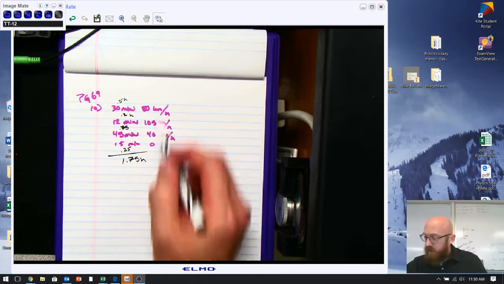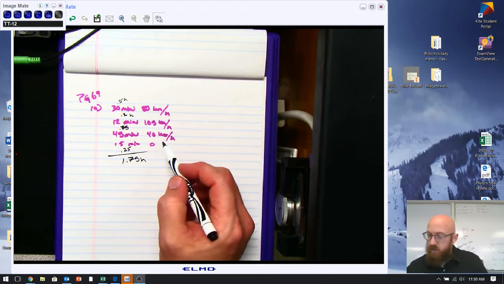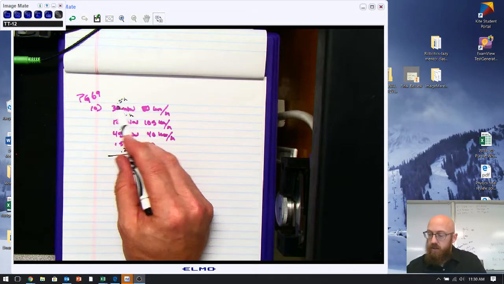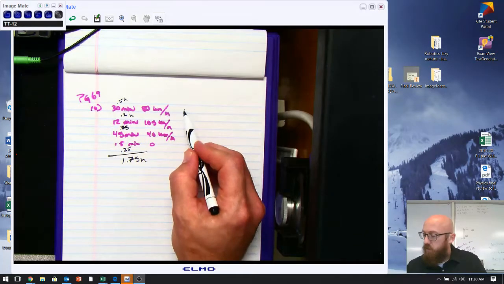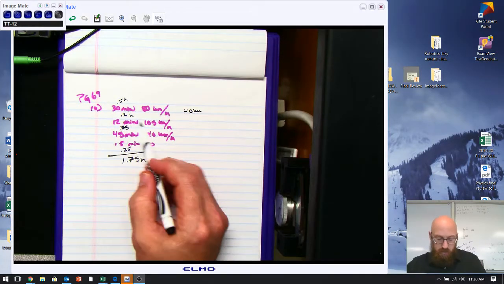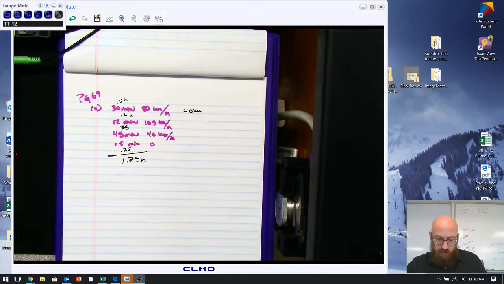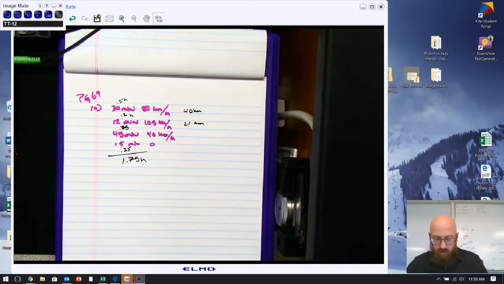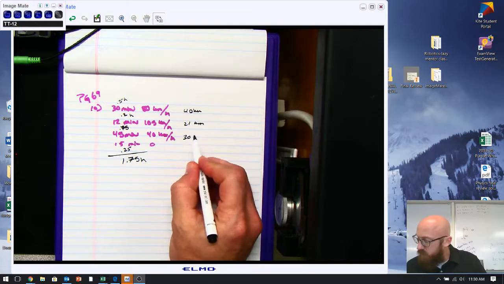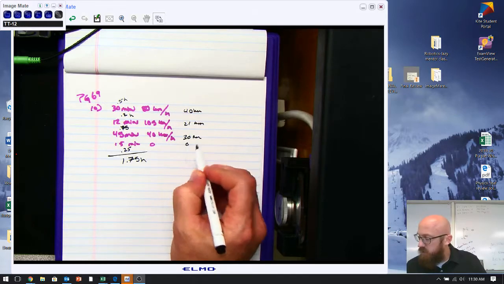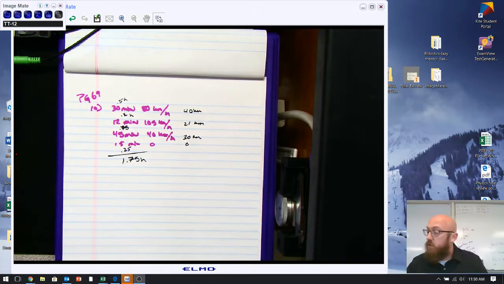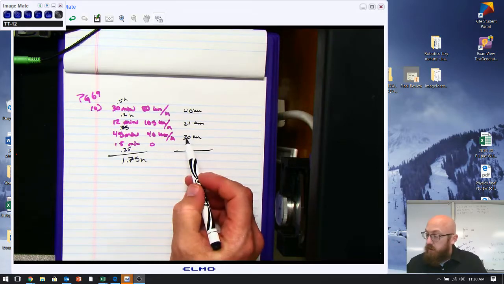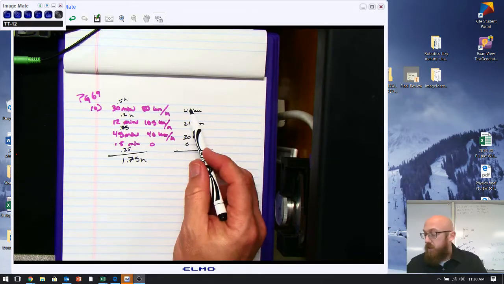Now the problem is I can't just average here. So in this case you take 0.5 times 80, that's 40 kilometers. 0.2 times 105 gives me 21 kilometers. 0.75 times 40 gives me 30 kilometers, and whatever times 0 is still 0. So 30 plus 40 plus 21. I'm not a math major. I'm not a math guy. So that's 70, 80, 91 kilometers.